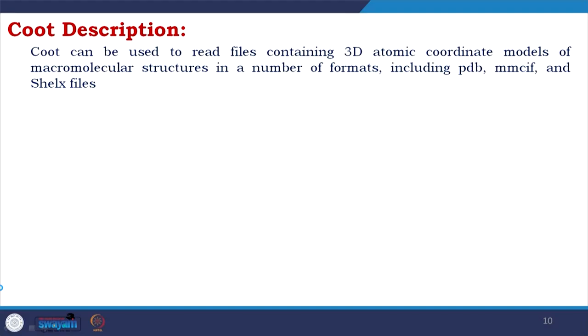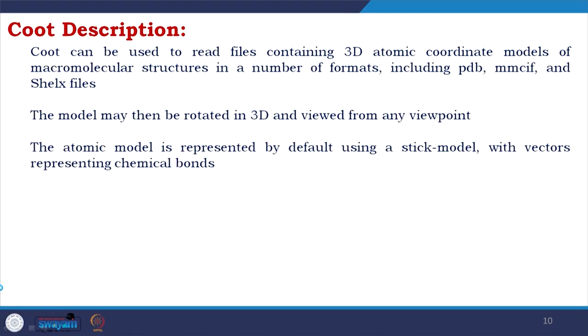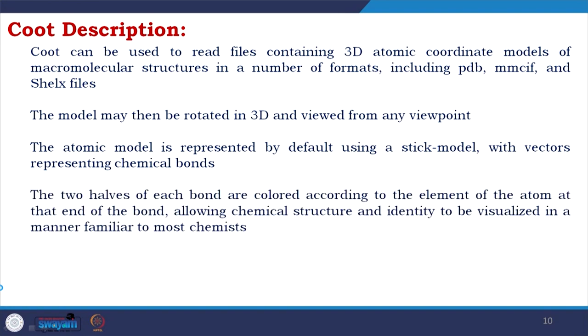Coot can be used to read files containing 3D atomic coordinate models of macromolecular structure in a number of formats, including PDB, which we have talked about in detail, how the format goes, the coordinates, and how to use them. mmCIF, again we talked about mmCIF, and SHELX files, those are readable files in Coot. The model may then be rotated in 3D and viewed from any viewpoint. The atomic model is represented by default using a stick model with vectors representing chemical bonds. I will show you them at the time of demonstration.